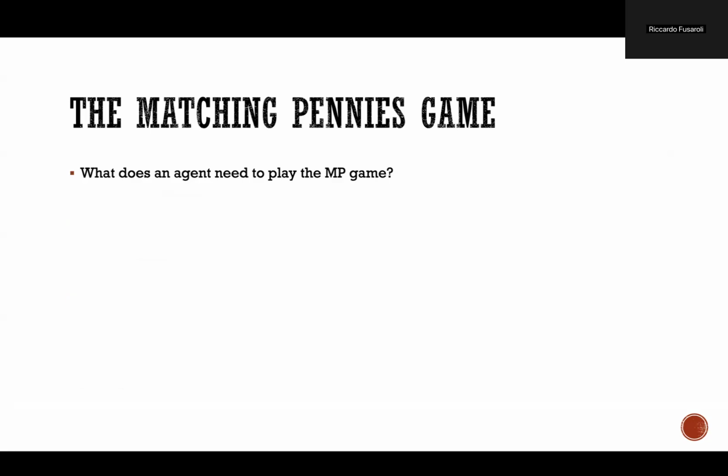So when we play the matching pennies game, and now we start thinking in terms of formalization, what would a computer agent need to know in order to play the game? Imagine you're writing 3 lines of code that play the game. What is the input of that code? Yes?